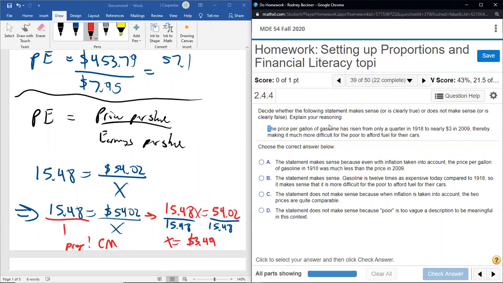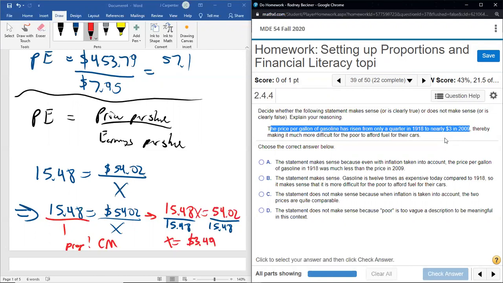They're saying the price per gallon of gasoline has risen only from a quarter in 1918 to nearly $3 in 2009, thereby making it much more difficult for the poor to afford fuel for their cars. So in 1918, gasoline was about 25 cents per gallon. That's what they're saying. I'm not fact checking that. Roughly 90 years later, it's about $3 a gallon. And we're in that ballpark right now as well when you consider all the different types of fuels.